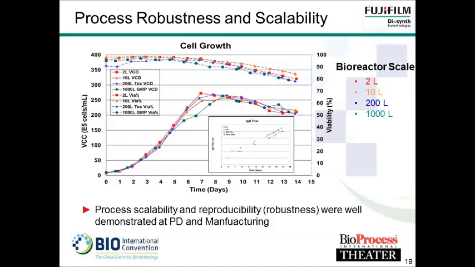So all the cell growth and the titer almost right on, which suggests very good process scalability and reproducibility. You can see this robustness of the process by using the toolbox. Okay, so all this will be well demonstrated at PD and the manufacturing. We're very happy about that.